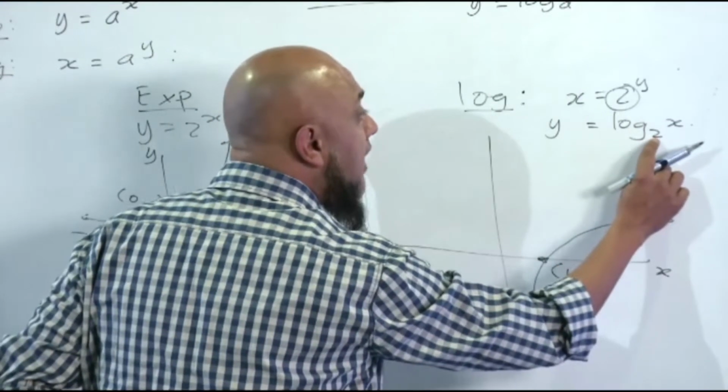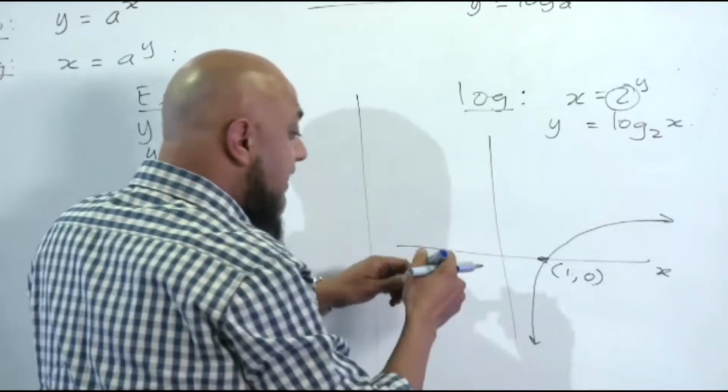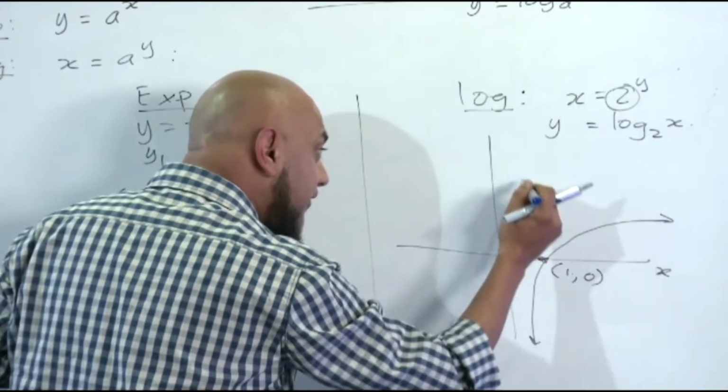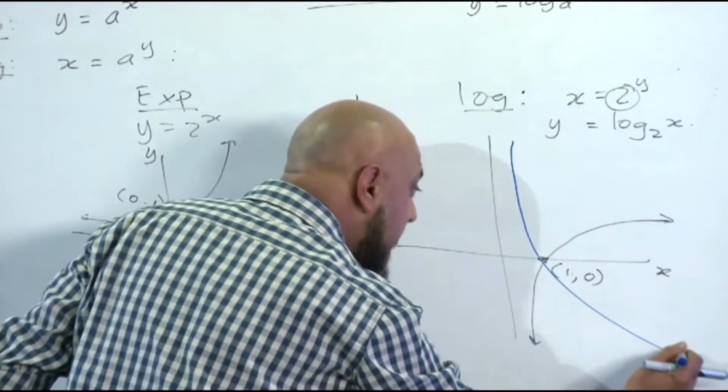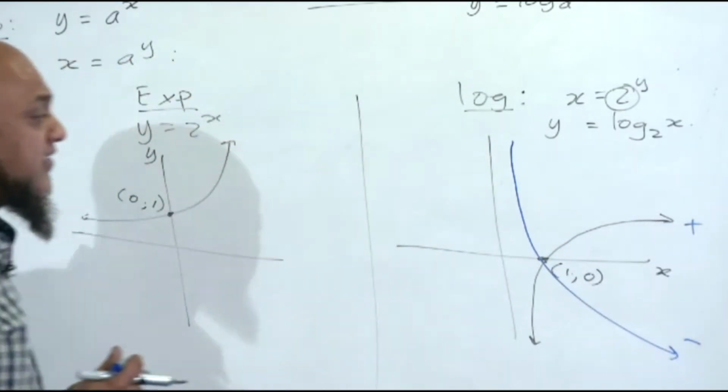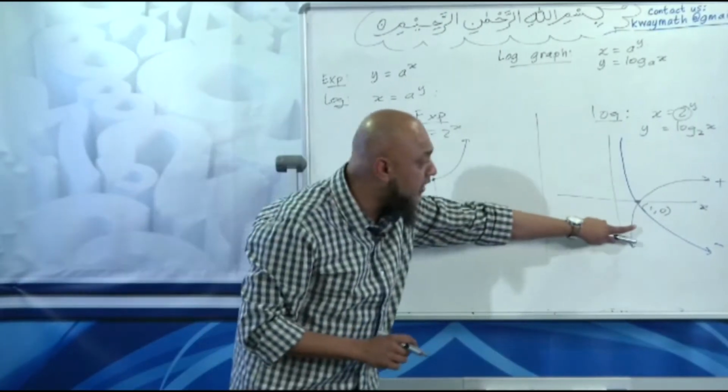If you had log of a third or log of a half, then the negative graph, the log graph, would go in the opposite direction. So that's the negative, that's the positive. Okay, that's what your log graph will look like.